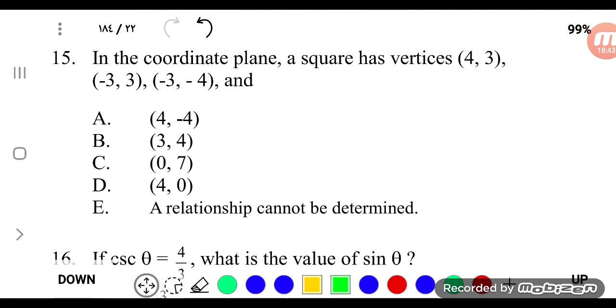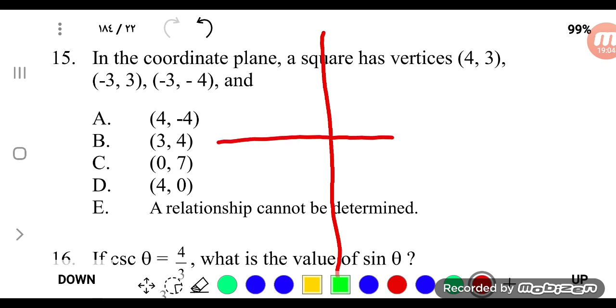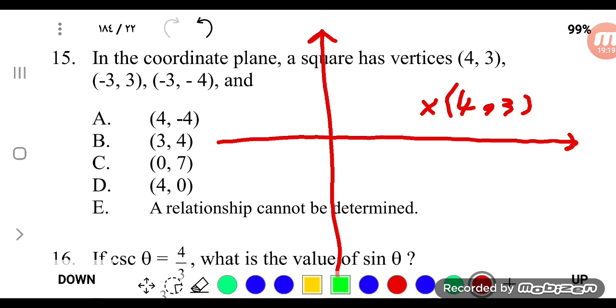Let's move now to question 15. In the coordinate plane, a square has vertices 4, 3, negative 3, 3, negative 3, negative 4. What's the fourth vertex? So the best way of solving this question is to draw a sketch. Quick sketch like this one. No need for accurate graphing here. 4, 3 means the point is here. First point is 4, 3. Next point is minus 3, 3. So minus 3 is here.